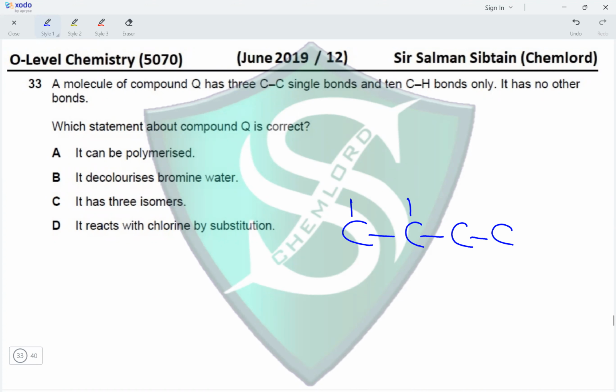So 1, 2, 3, 4, 5, 6, 7, 8, 9, and 10. So these are 10 hydrogen atoms attached to the carbon atoms, forming 10 carbon-hydrogen single bonds. And this is the complete compound. And this compound is butane.